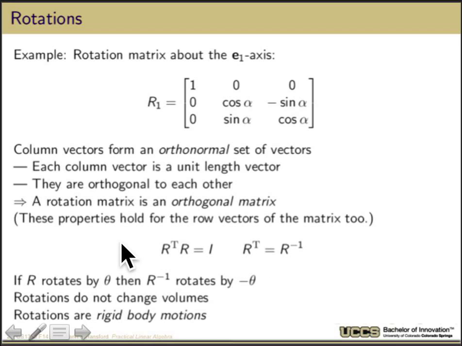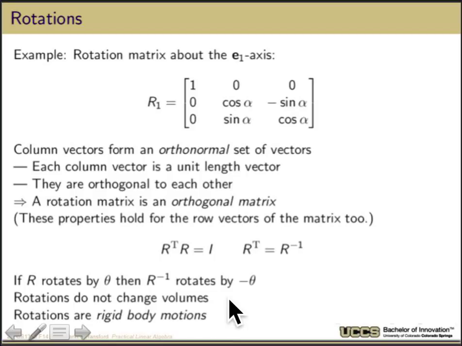And of course that makes sense, because if I rotate around any axis in space by some angle theta and then I rotate by minus the angle theta, I'm back where I started, which is what the identity matrix is all about. So that's pretty obvious. It also should be obvious that rotations don't change volumes, because all you're doing is rotating stuff, and therefore they're a form of rigid body transformation.